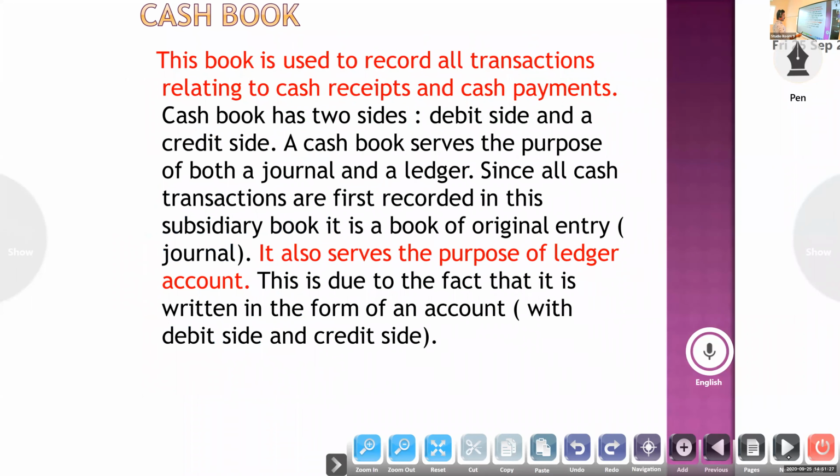Next, cash book. It is used to record all the transactions related to cash receipts and cash payments. One thing you have to remember: if you prepare a cash book, there is no need to prepare a ledger. It serves both as a journal and a ledger. But if you prepare a petty cash book, then we have to write the ledger. If you prepare a cash book, single column, double column or triple column, then there is no need to do the ledger.